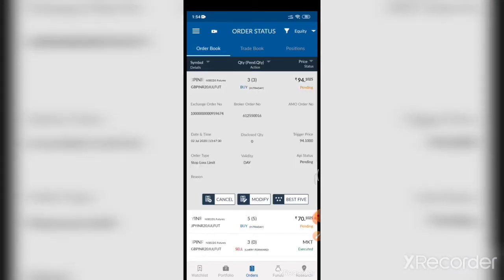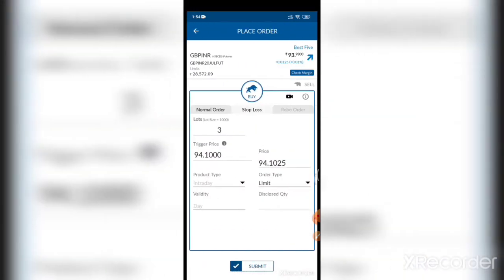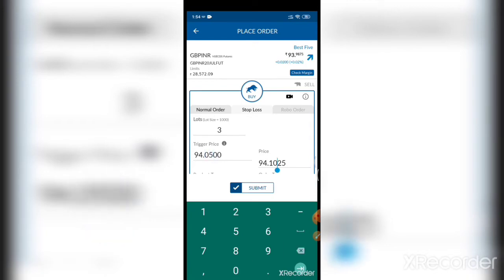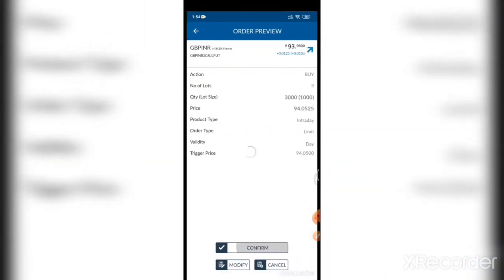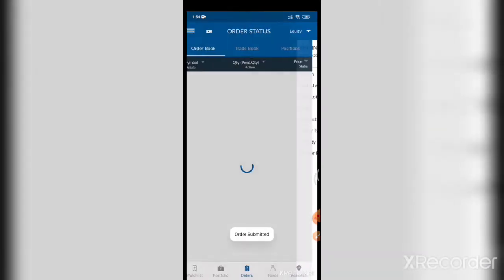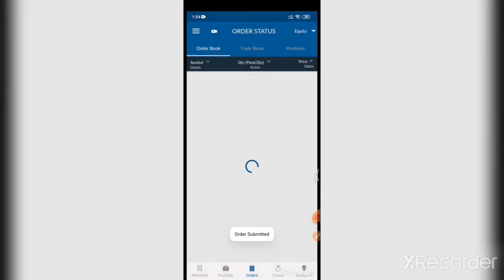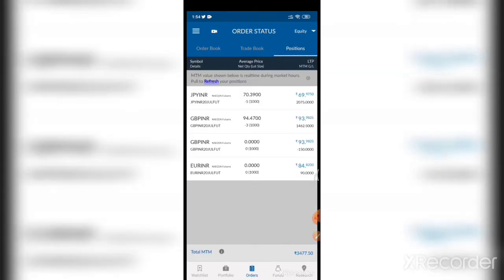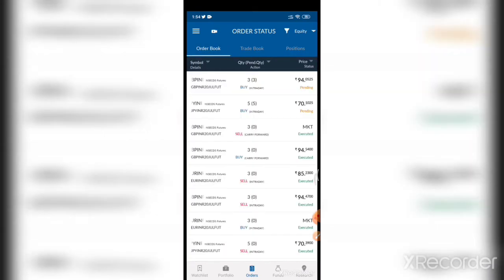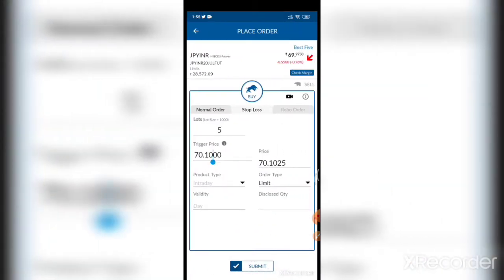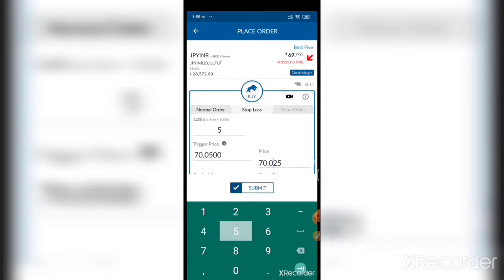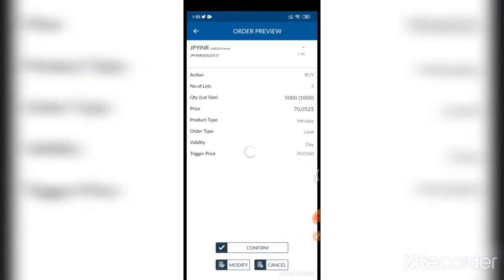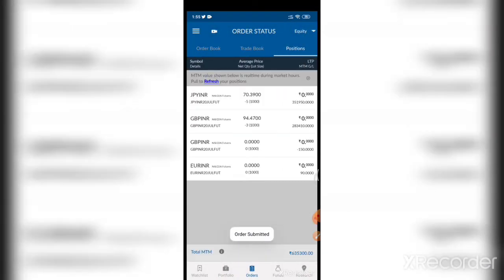Here you can see we are modifying the stop loss of GBP. The previous was 94.10, now 94.0525. In the same way we will modify the stop loss of JPY too. Just watch the current price. Yes, JPY is also going downward. As you can see here, we will modify the stop loss from 70.10 to 70.05. We are updating by 5 points continuously because the price is going downward.